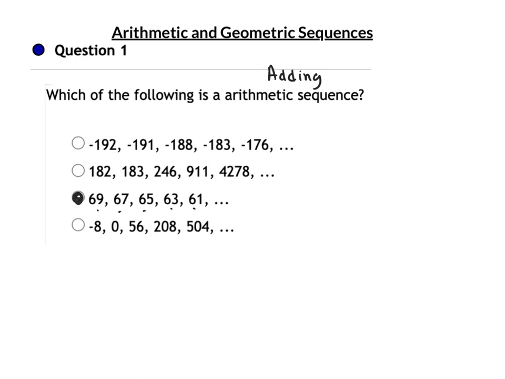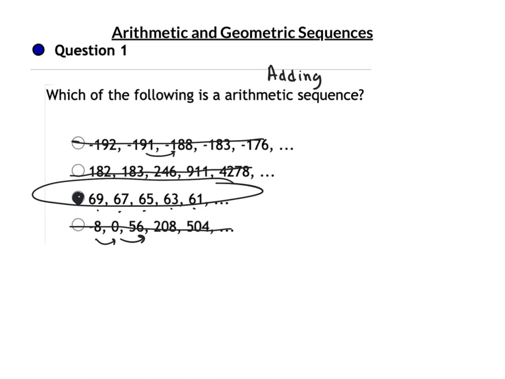To glance at the others, though, notice how from -8 to 0, that's going up 8. I'm not going up 8 there. That's out. 182 to 183 is going up 1. 183 to 246, that's not 1. This one's out. 192 to 191 is adding 1, but then I don't add 1 to get to the next term there. The only one it could be then is the third one here.